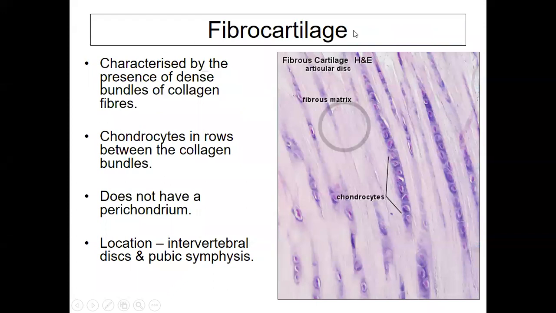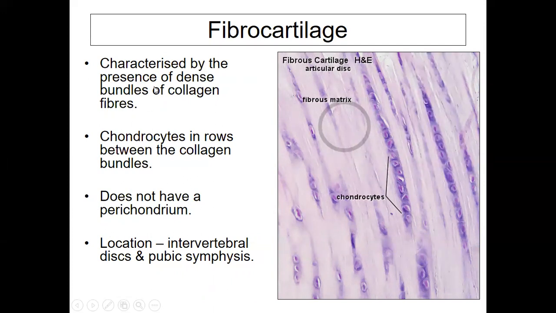Okay, and then how about the fibrocartilage? The fibrocartilage is characterized by the presence of dense bundles of collagen fiber. The special characteristic of this fibrocartilage is that its chondrocytes are arranged in a row. You can see here, a single row like this, another row, and another row. Located between these rows is a collagen bundle. So one row and then we have the collagen bundle, the collagen fiber.